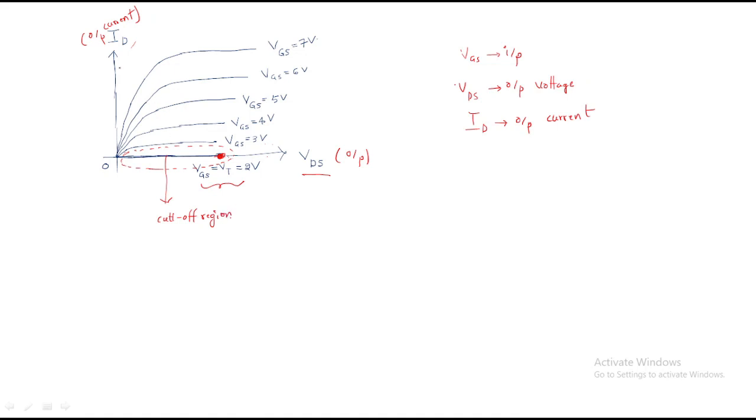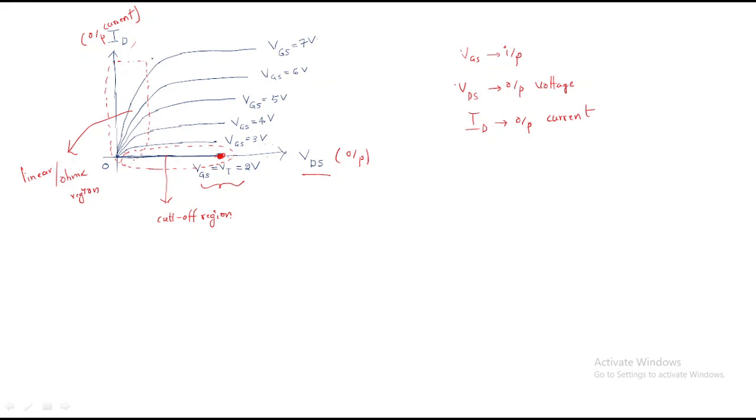And at this region the current and voltage will be in linear mode. Okay, so this region is known as the linear or ohmic region. Linear region means the output voltage and output current are both in a linear condition. By increasing the voltage, the current will increase in the same manner. That's why it is the linear region or ohmic region.